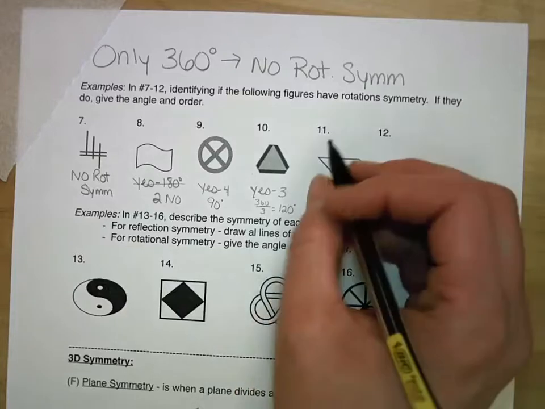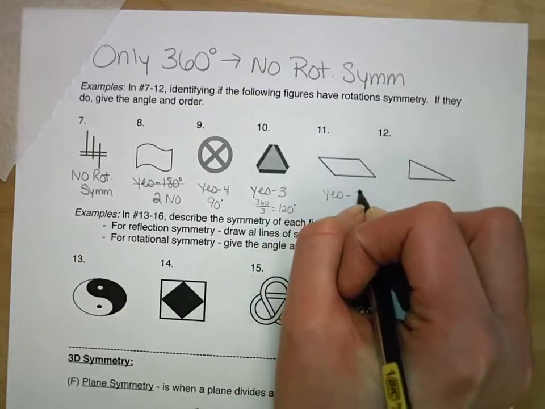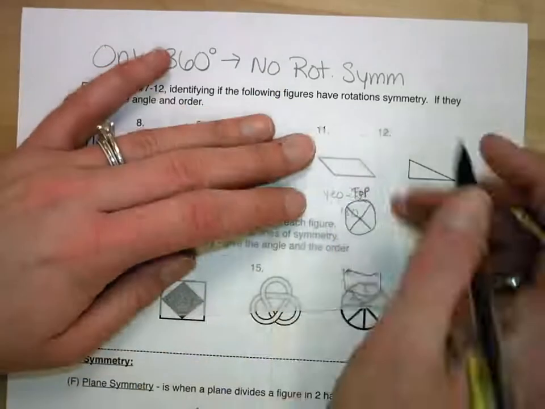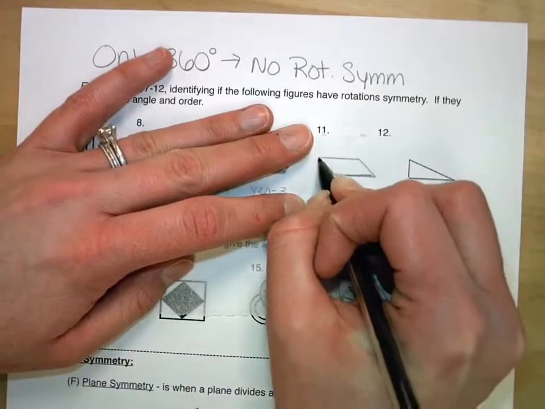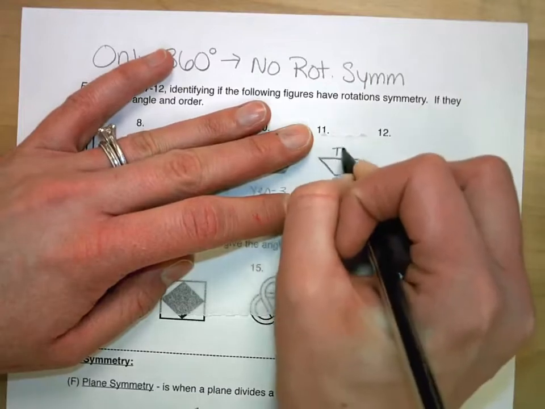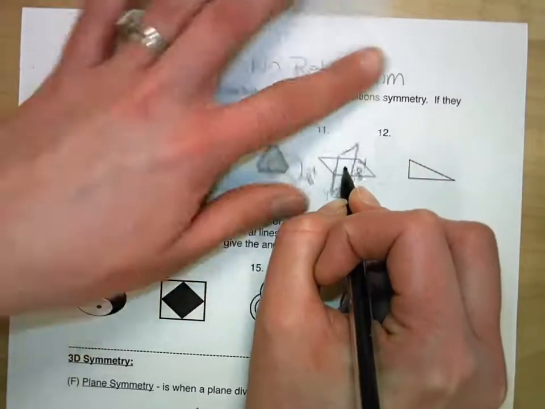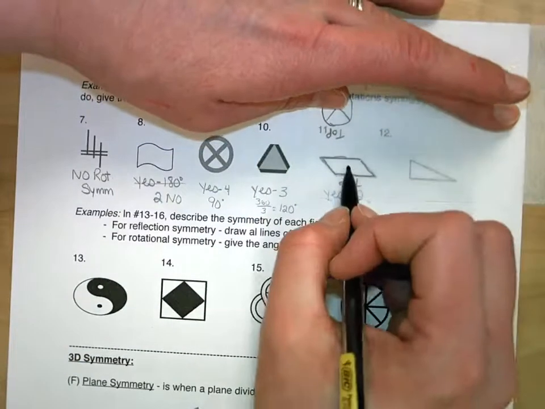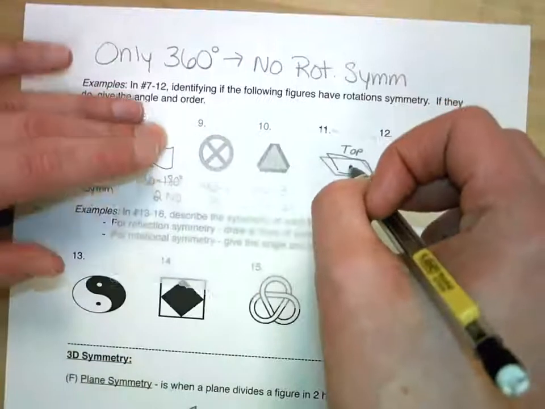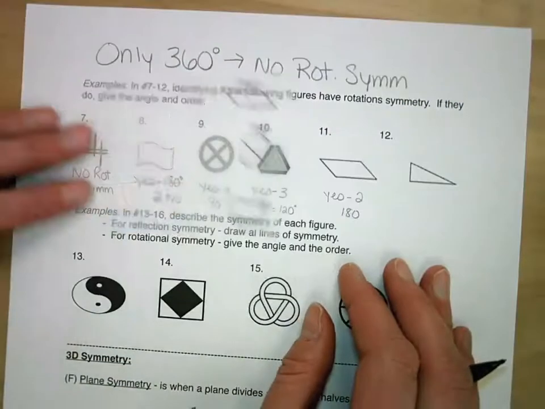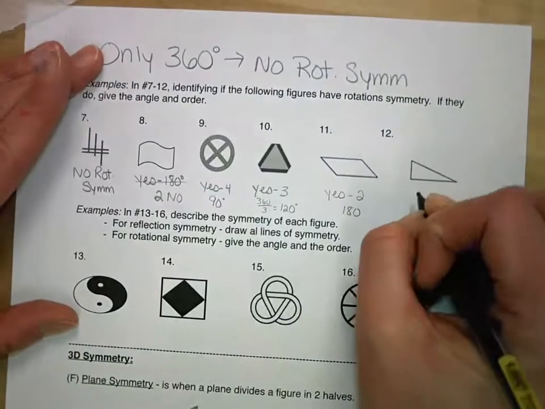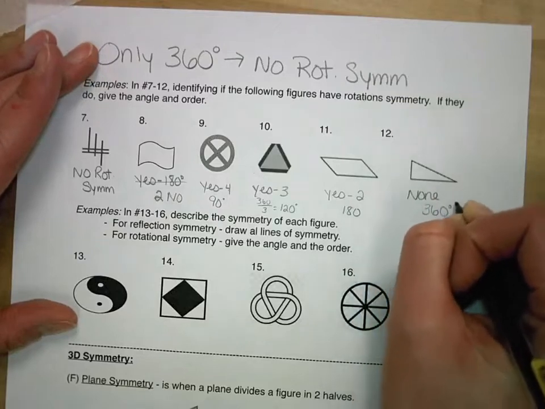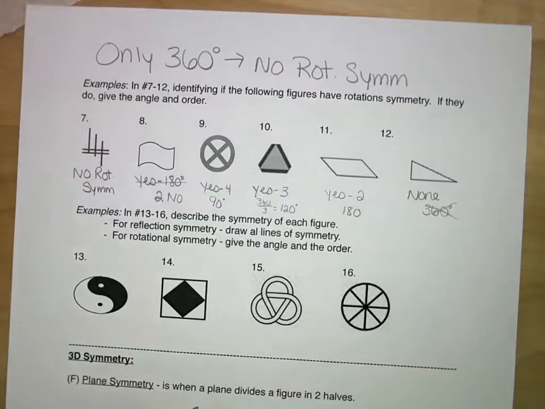All right, number 11. An 11 is yes, there's 2, and it's just 180. So again, if you're not sure, take your tracing paper, maybe label it top. You can kind of see there's 1, and then right back's 2. Okay? All right, how about number 12? Nope, this one's not going to have any. The only thing would be 360, but remember, your book doesn't count that, so that one we would just have to say no.